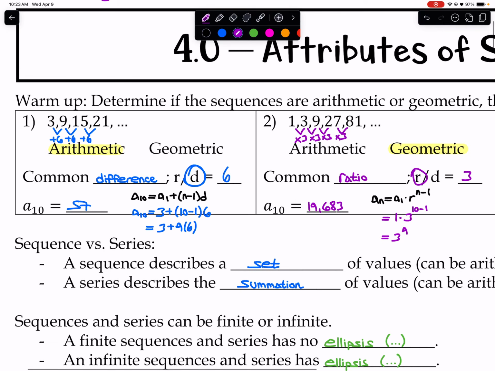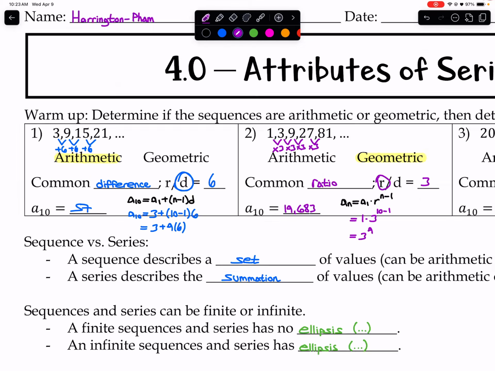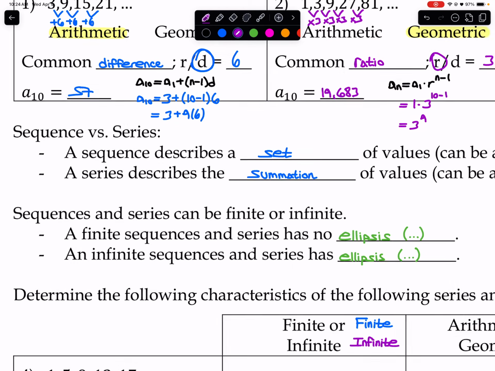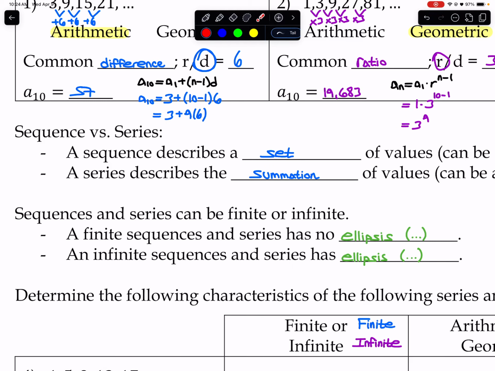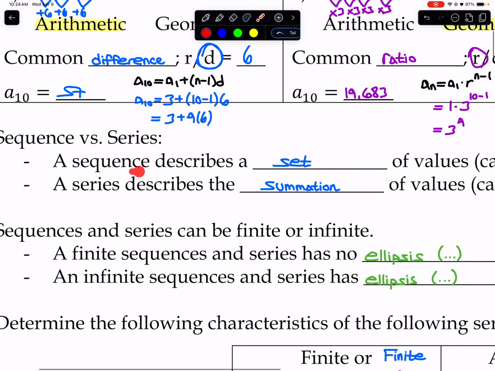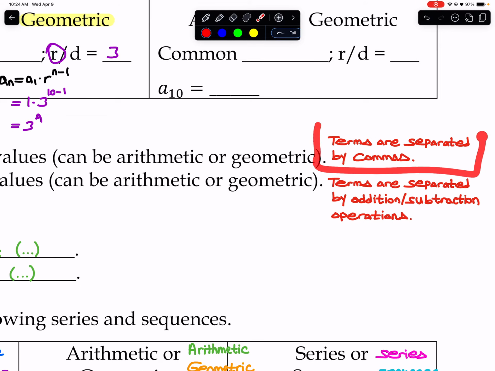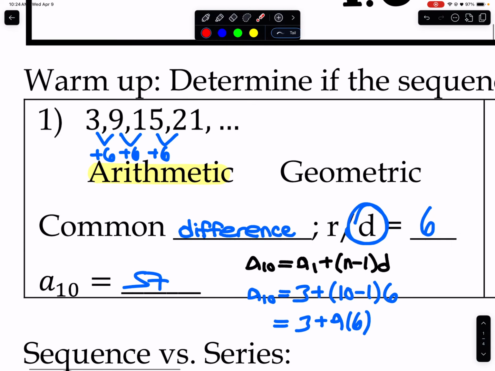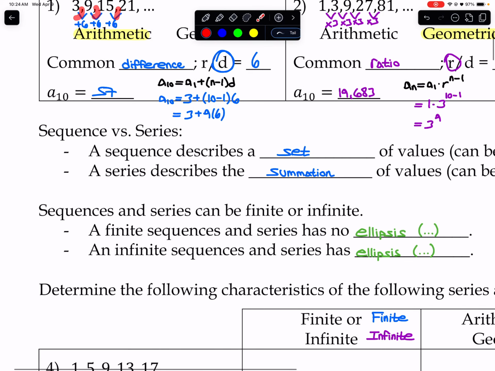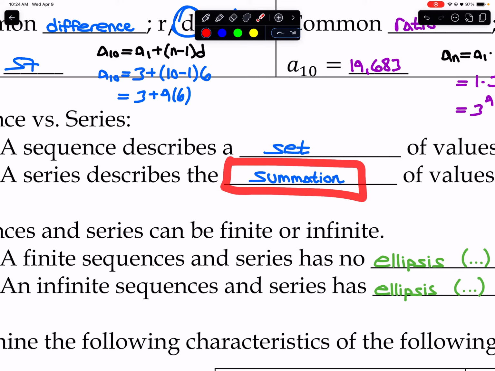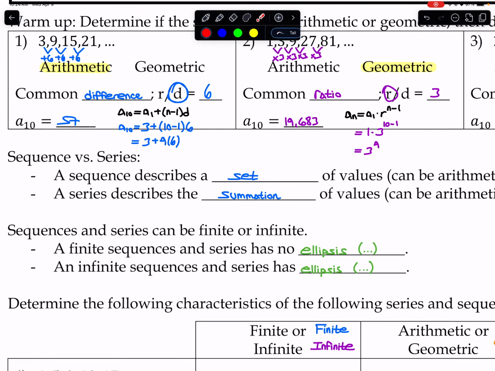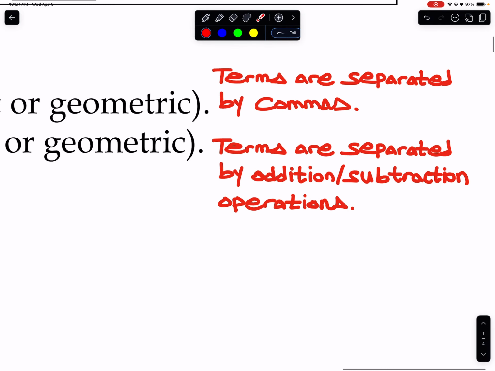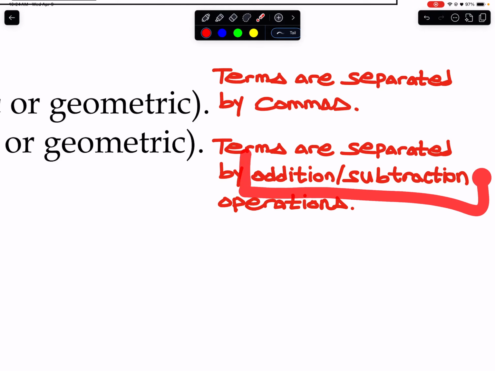That's your little backstory with sequences, which we're going to use to segue into what we call series. With series, we're first going to look at the distinct difference between them. A sequence just describes a set of values, separated by commas, which is what we saw in the first couple of problems. A series describes a summation, which means we add all these values together. In a summation, the values are separated using operations, specifically addition and subtraction.